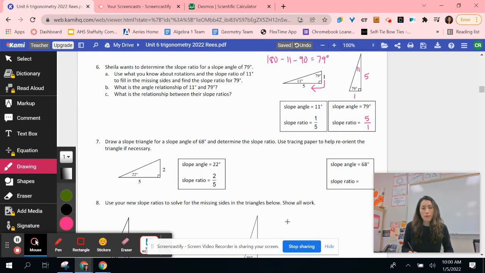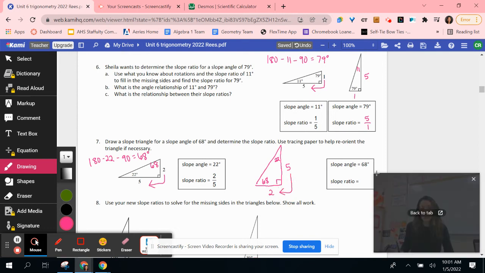Okay. We have here, if we take 180, let's subtract 22, let's subtract 90. That's going to give us 68 degrees. Let's put that here. Our slope angle 22 degrees, our ratio is 2/5. Well, guess what? If we flip that triangle around, here we're going to have 68, and then we can put 22 here. And that 2 and 5 are going to flip-flop. So 5 over 2 is going to be our new slope ratio.